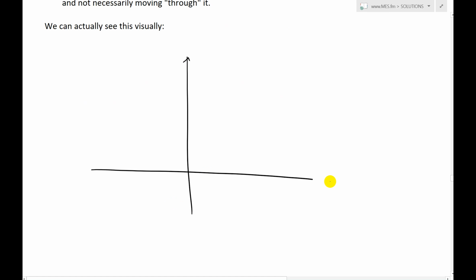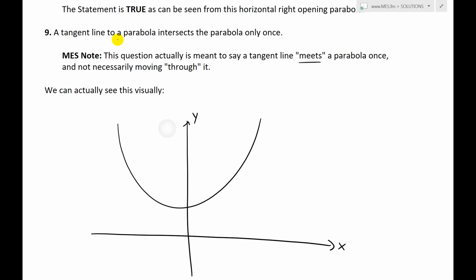Just take one that opens upwards. This is x, this is y. Let's say it opens up like this. So it moves up like that. Now we're asked about a tangent line to a parabola. If we had a tangent line anywhere here, for example, notice what happens. This is going to be a tangent line like this. It's going to only touch once.